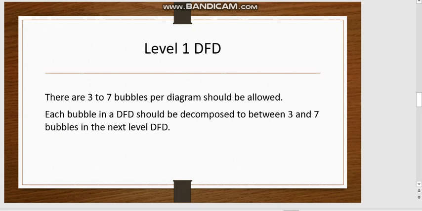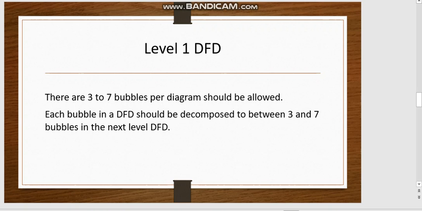Now let's come to the level 1 DFD. What will the level 1 DFD be? In the context diagram we made, the one circle represents the process. We will decompose that process to show what that process is going to perform at the next level. While drawing the level 1 DFD, there will be only 3 to 7 bubbles per diagram, and each bubble in a DFD should be decomposed into between 3 and 7 bubbles in the next DFD.